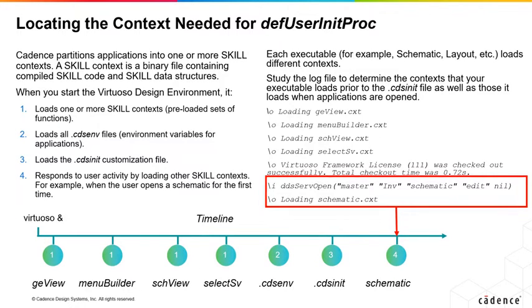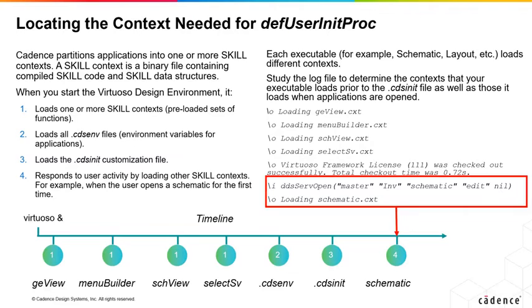So the next thing we need to do is to locate the context that we need to pass into the def user initproc function. So what Cadence does is they partition applications into one or more skill contexts. And a skill context is a binary file containing compiled skill code and the data structures, including forms. Now, when you start the Virtuoso design environment, it first of all loads one or more skill contexts, the basic ones, preloaded sets of functions.